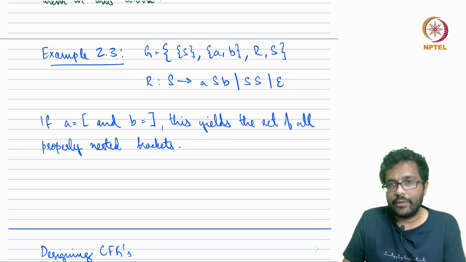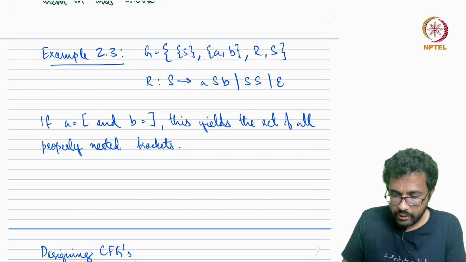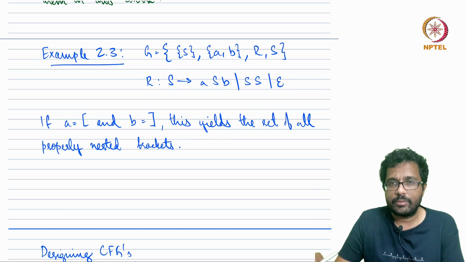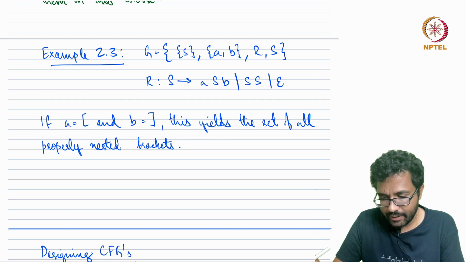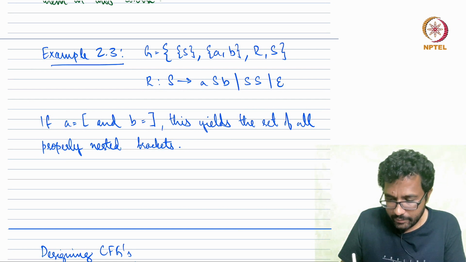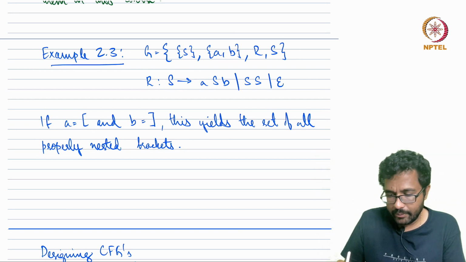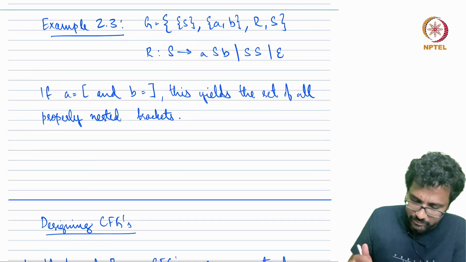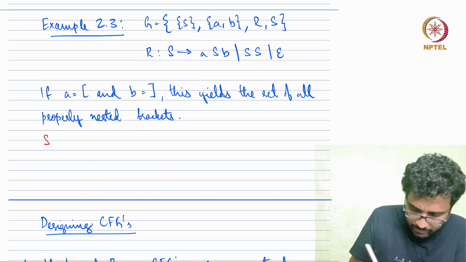The grammar has only one variable S and two terminals, small a and small b. I'm just using a and b instead of open bracket and close bracket for ease of writing. And there are three rules. In fact, R consists of three rules, but I'm writing them in shorthand: S gives aSb or SS or empty string.